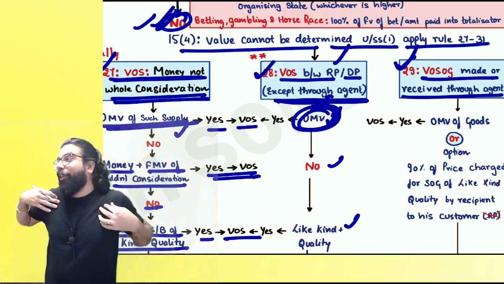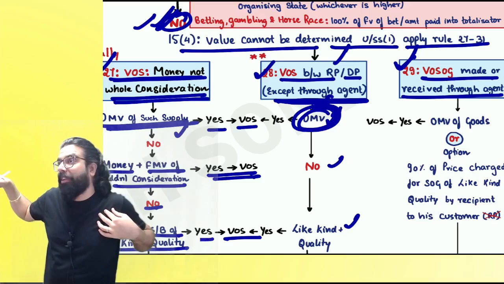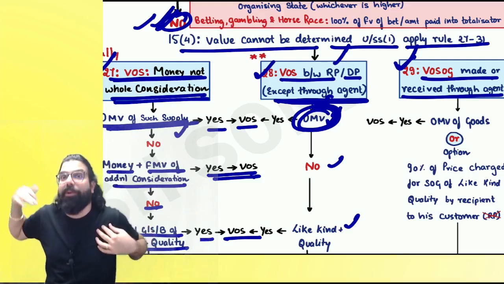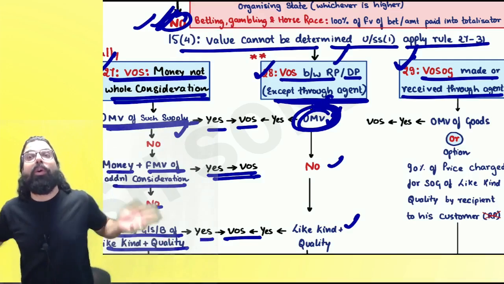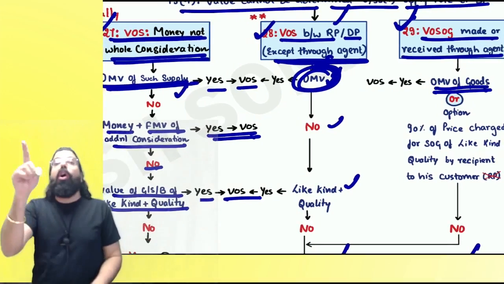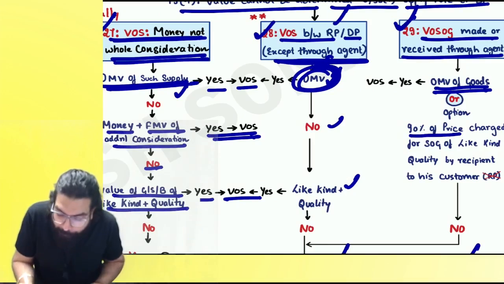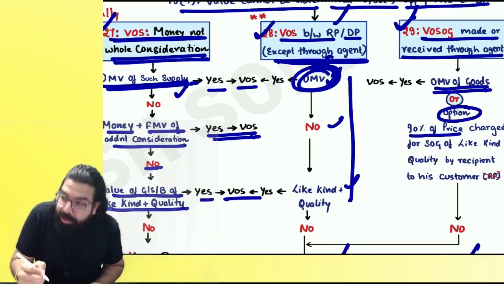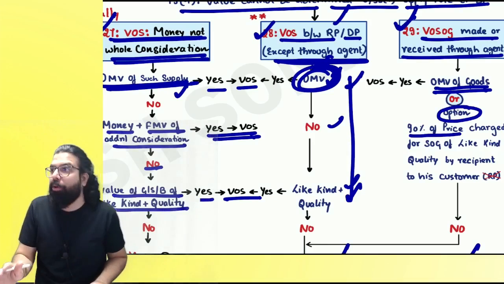When you are sending goods to him without consideration, it was supply. Do you remember, everyone? Sending was supply. What is the value? It says open market value, or there is an option. Here it is not optional. If this is not there, then this. Can I go ahead, everyone?